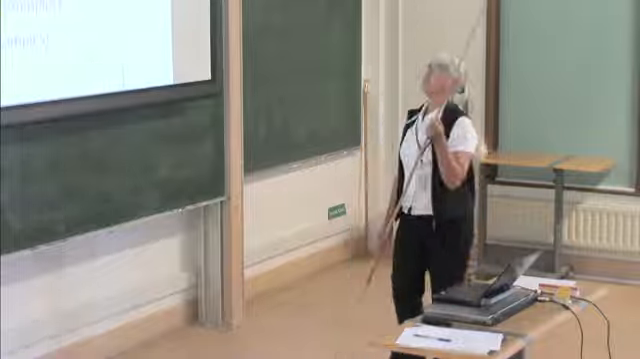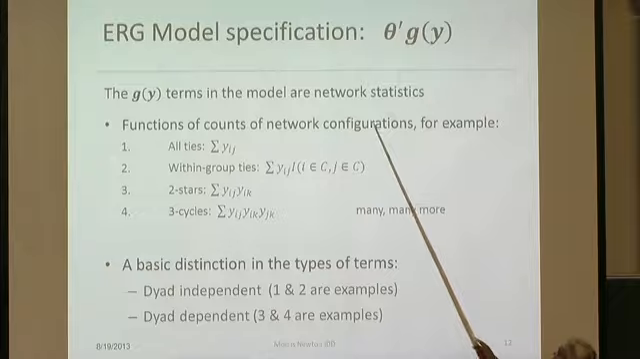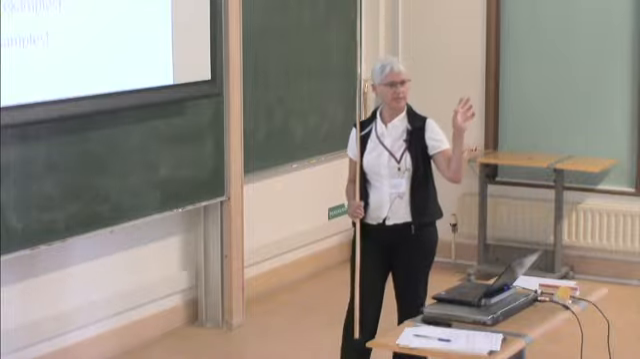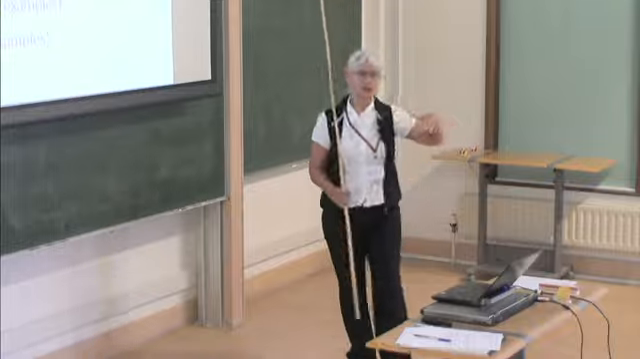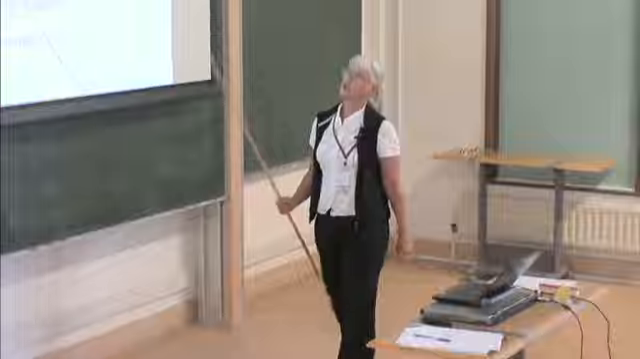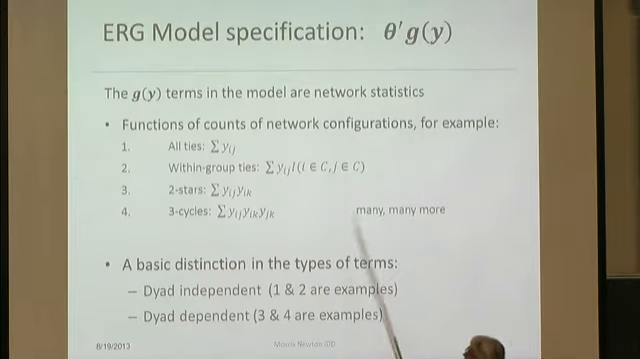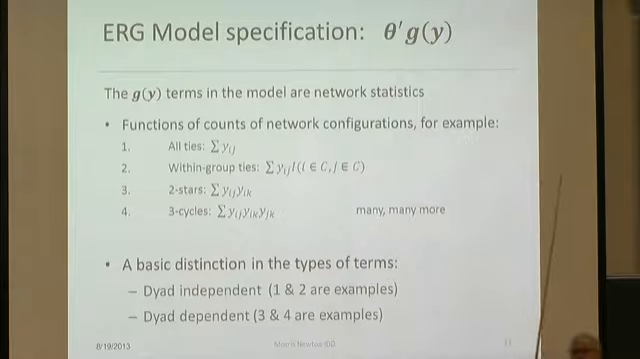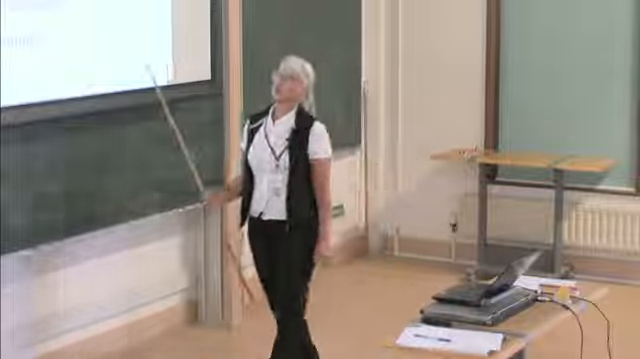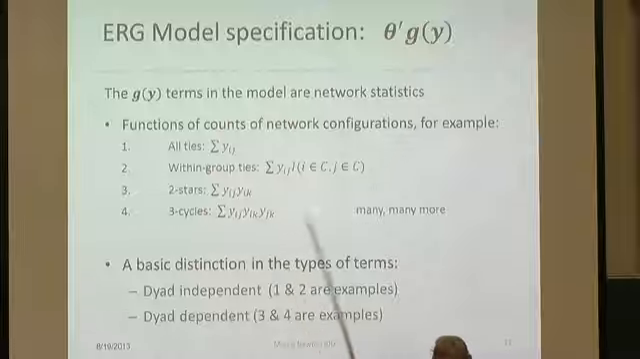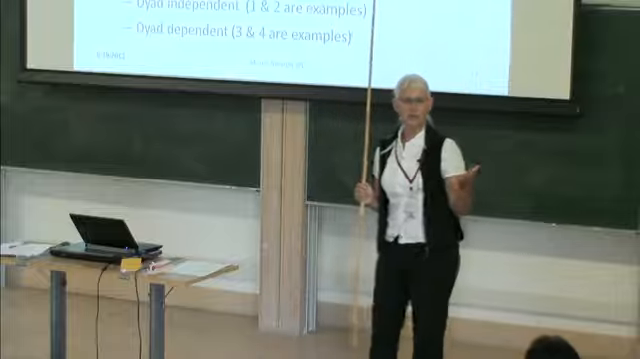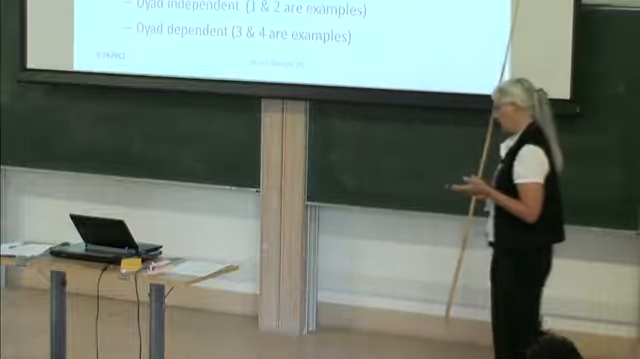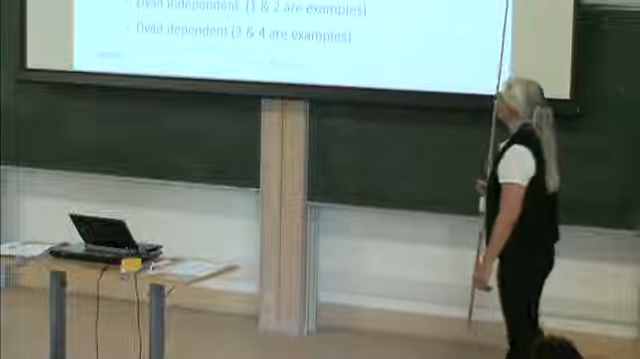So model specification then takes the form of figuring out what terms you want in your model. So those are the network statistics. What do those terms look like? Well, you saw some of them in the Holland and Leinhardt model, right? So they had the total number of edges, the density. They had a term for the degree for each node. They had a term for mutuality. So those were all there. So all ties, there's your typical density term. But you can have within group ties. So it's Yij times an indicator for whether the two nodes are in the same category. You can model 2-stars, 3-cycles. This is essentially any kind of configuration that you think might have an impact on the probability of observing this graph is something that you can put in the model.